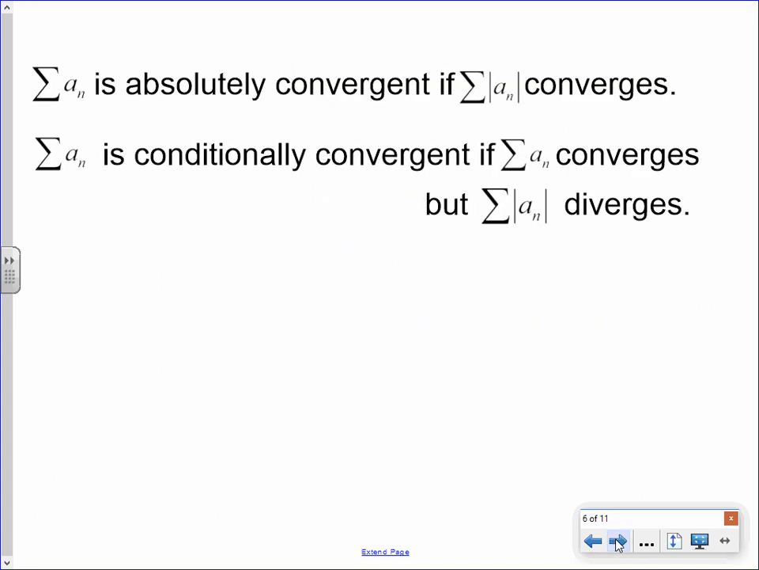We say that if you take away that negative 1 piece, if it still converges, we call it absolutely convergent. If you take away the negative 1 piece and it diverges, then we call it conditionally convergent, because it's only converging because of the alternating piece.